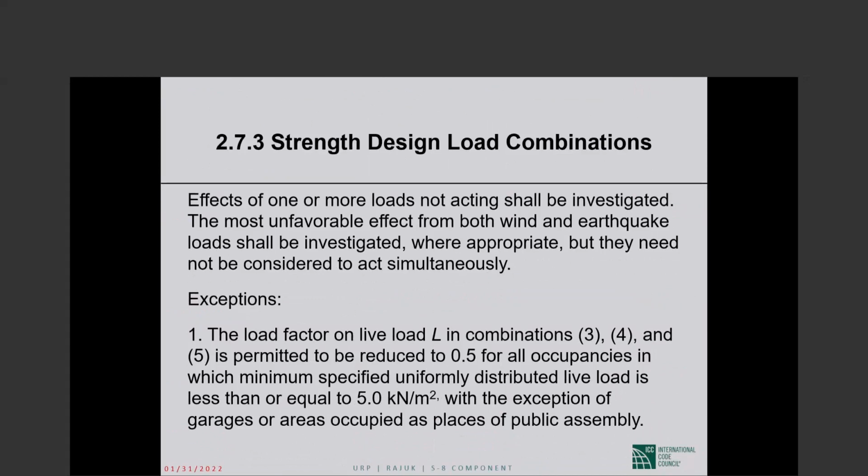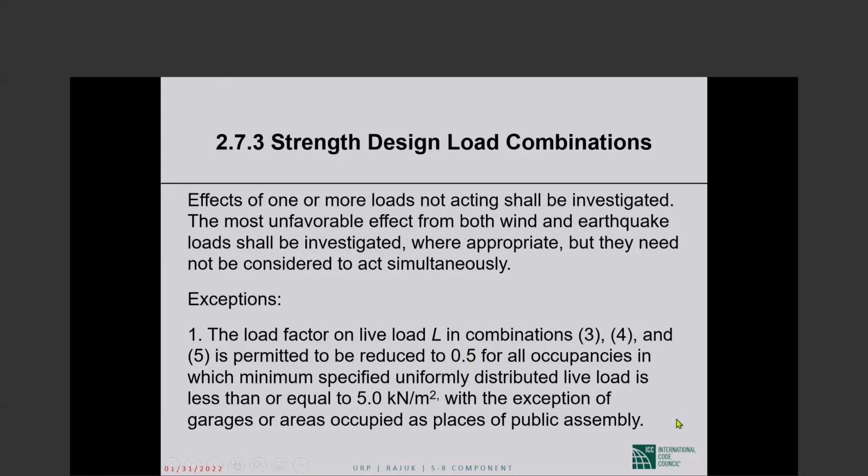As I said, this is something that is repeated. I do not know why. Effects of one or more loads not acting shall be investigated. We said that at the beginning of the chapter, remember, of section 2.7. The most unfavorable effect from both wind and earthquake loads shall be investigated where appropriate, but they need not be considered to act simultaneously. So this whole thing is a repeat and could be crossed out.